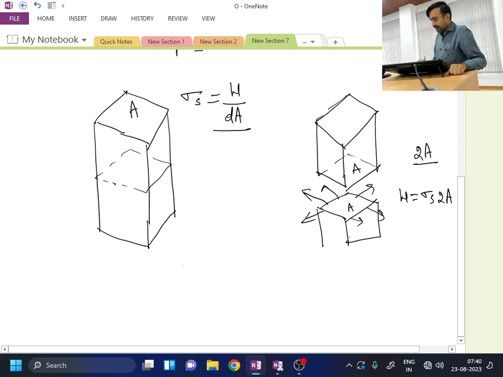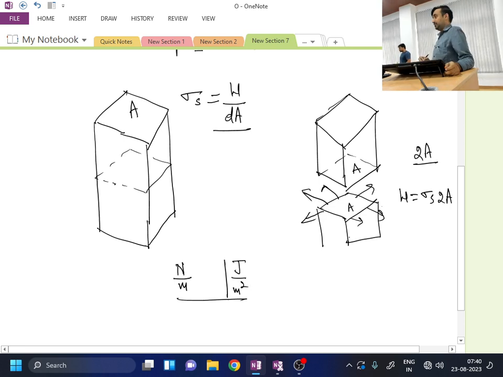So when we are writing it as force per unit length, then its unit is Newton per meter, and in the second approach it can also be written in the form of the amount of energy which we have invested per unit area, so that makes it joule per meter square. Okay, so these are the two different units of surface tension.